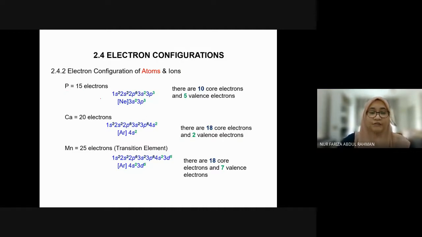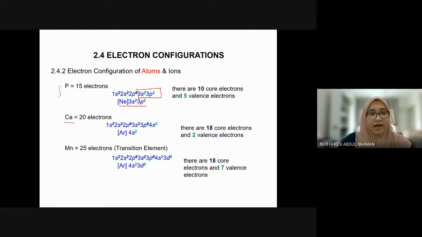Phosphorus again, we did this before. This is the full electron configuration, and this is the condensed electron configuration. Once we have identified the valence electrons, the rest will be core electrons. Same goes to calcium. Identify the highest n first.